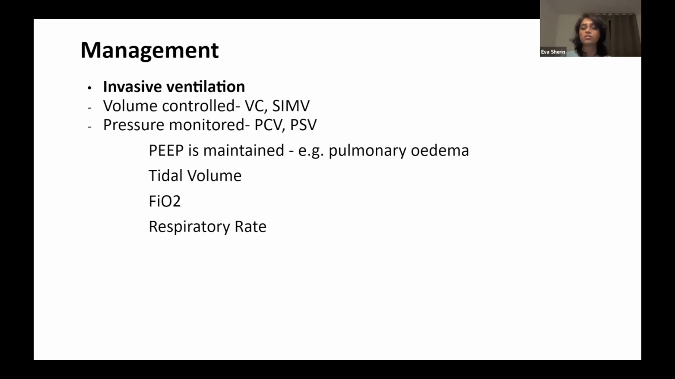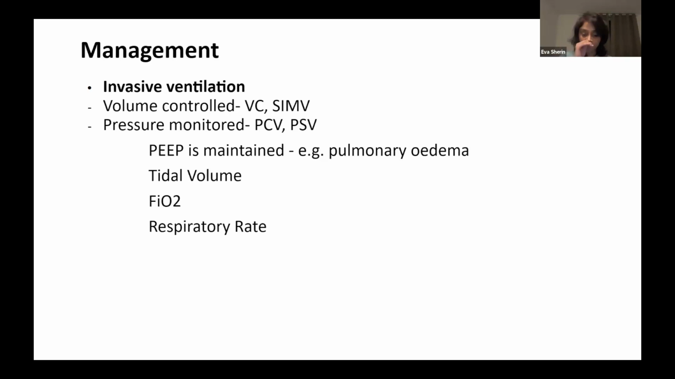Pressure control is not something that I've used very commonly, and I'm not too familiar with it. I just know that it's a way of maintaining a particular pressure within the lungs rather than a volume in itself. And we normally use it for patients who have previous or are susceptible to lung injury.